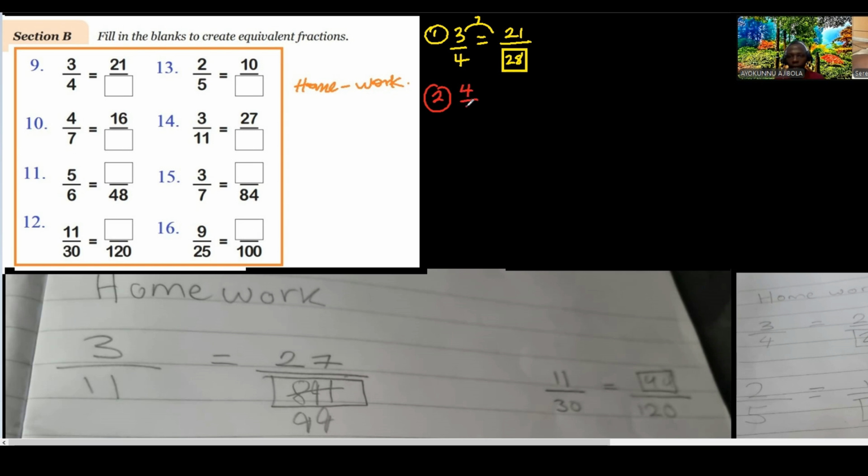So 4 over 7 equal to 16 over something. Now, 4 times 4 gives us 16. So this 4 times the 7 here also gives us 28. Is that clear? Yes. Okay, so if we want to cut it down, we can say 4 here, 4, and 4 here is 7. Is that clear? Yeah. Okay, so we have 16 over 28.